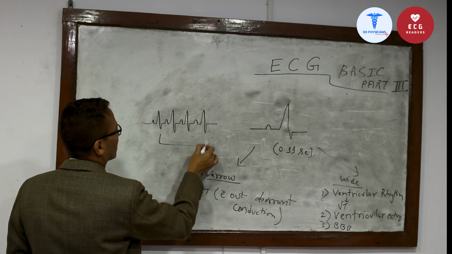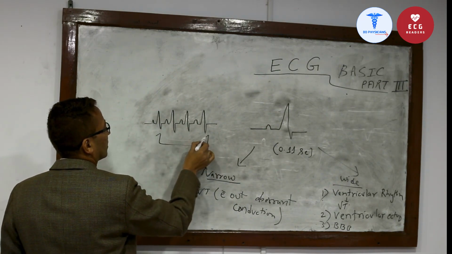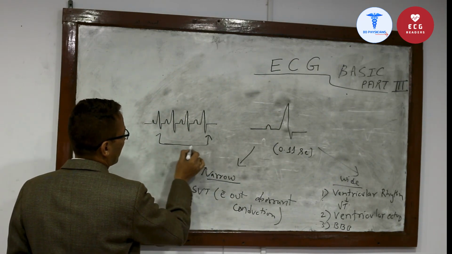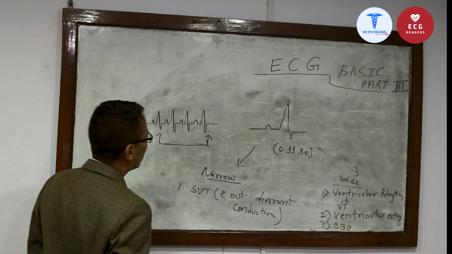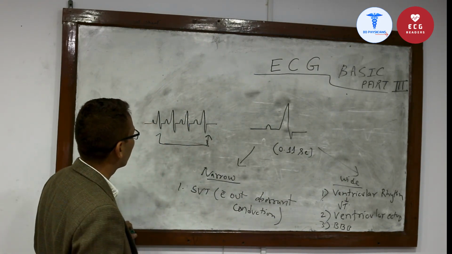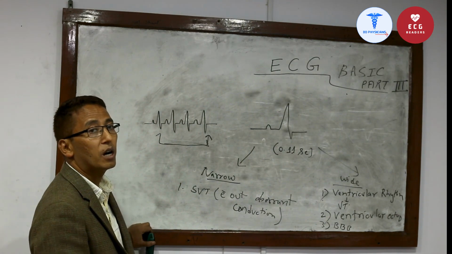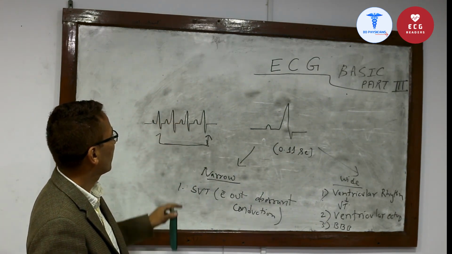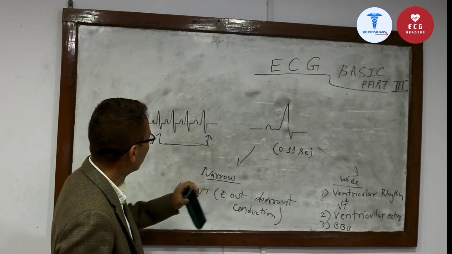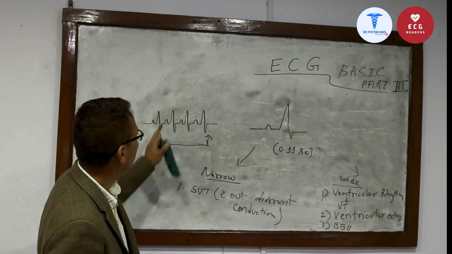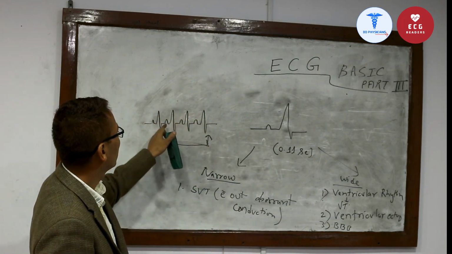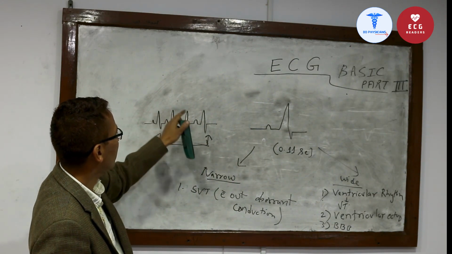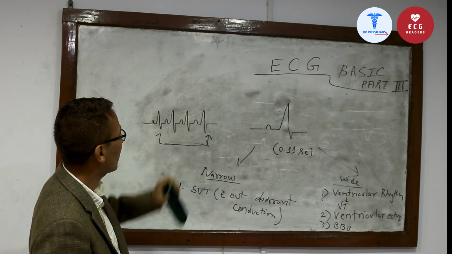These are the SVT, supraventricular tachycardia. Regarding this, I am discussing only the ECG criteria. The QRS complex is narrow, P waves may not be visible, and the RR intervals are regular. The QRS complexes are regular and narrow.